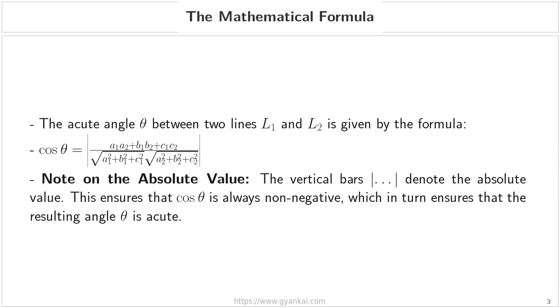Now, I want you to pay close attention to those vertical bars surrounding the fraction. These bars denote the absolute value. This is a crucial detail because, by taking the absolute value, we ensure that the value of cosine theta is always non-negative. In trigonometry, a non-negative cosine value guarantees that the angle theta we calculate will be an acute angle, meaning it stays between 0 and 90 degrees. We will see exactly how this works in practice when we walk through the step-by-step calculation in the next slide.